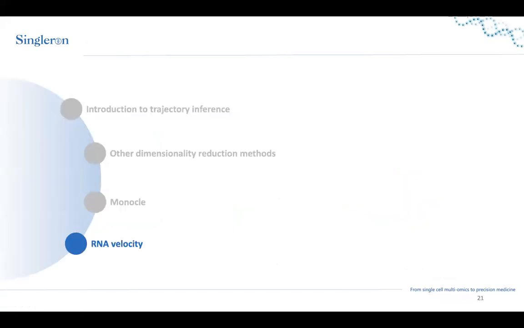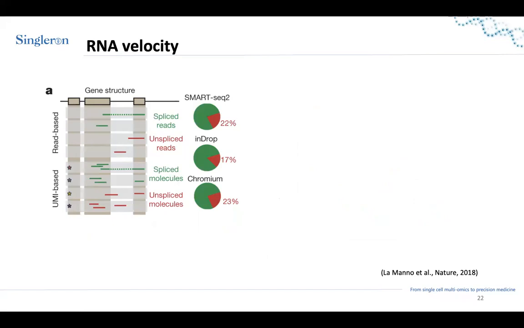And lastly, I would like to talk about RNA velocity. So this method is based on counting the number of spliced and unspliced reads. So what does it mean? Spliced reads are basically reads that are aligned purely to exons, like this one here.